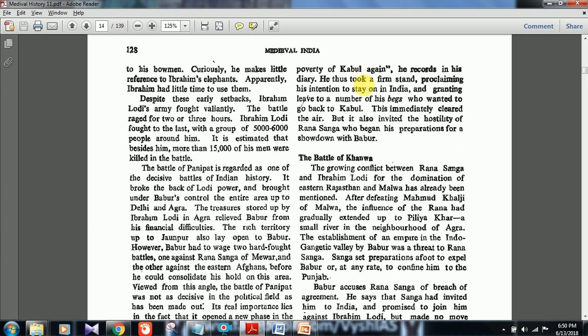Okay, not just political power but economic power also. He thus took a firm stand, proclaiming his intention to stay on in India and granting leave to a number of his begs who wanted to go back to Kabul. So he was managing the people who were tired and wanted to go back, and all of them could go back. This immediately cleared the air, but it also invited the hostility of Rana Sanga, who began his preparation for a showdown with Babur.